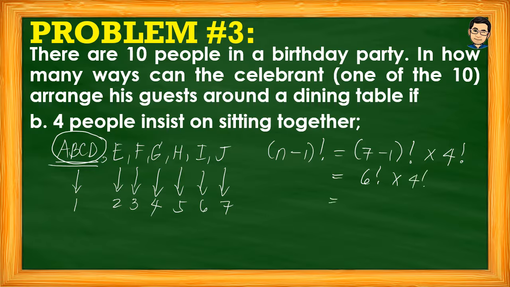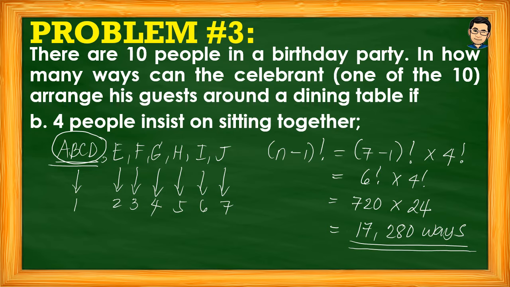Now, 6 factorial is 720. So, 6 times 5 up to 1. And then 4 factorial is 24. So our final answer will be 17,280 ways. So we have a total of 17,280 ways wherein 4 people insist on sitting together.